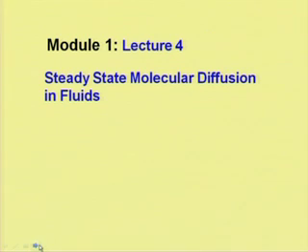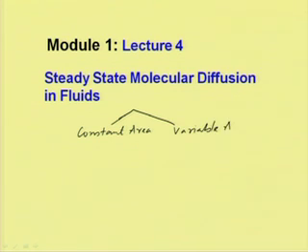So, today we will start with steady state molecular diffusion in fluids, and in this case there are stagnant conditions and laminar flow condition, and also this can occur in two different geometry. One is constant area and variable area. So, today we will discuss only constant area, and later we will continue with the variable area.